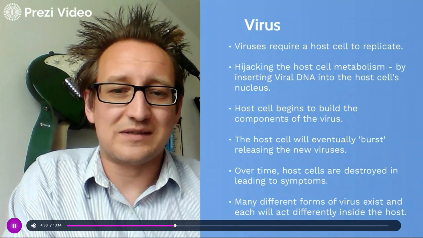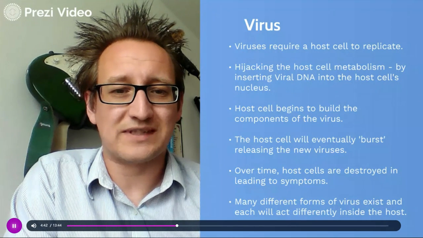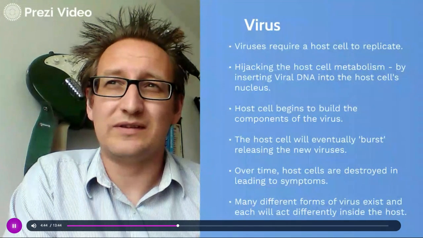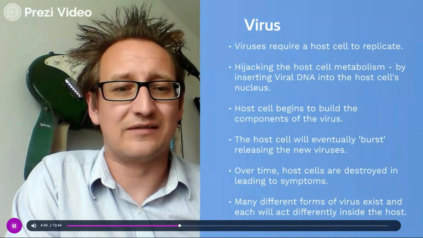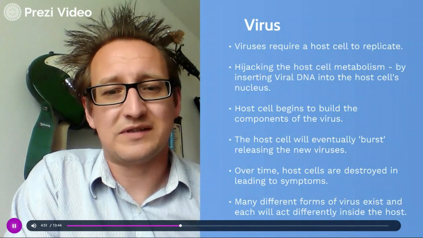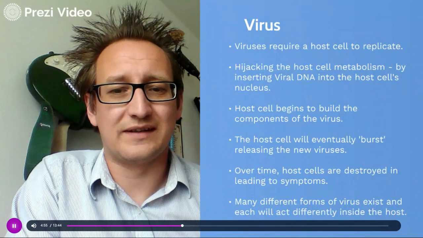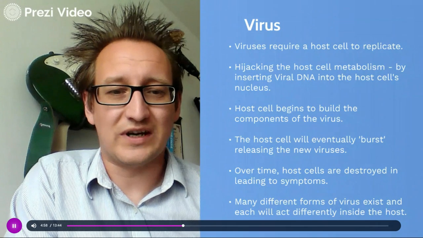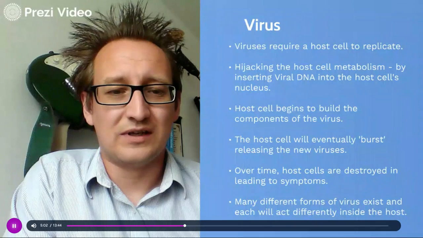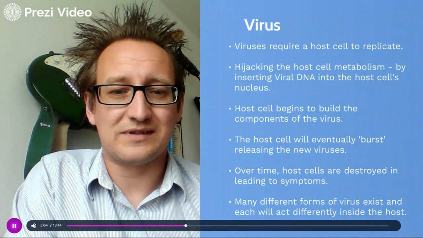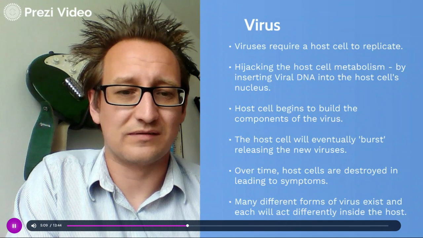In doing so, the host cell begins to build the components of the virus that are then put together by other parts of the cell. Eventually, the host cell will fill up with new viruses, and they will burst. These new viruses will flood out into the tissue, and each viral particle can then infect another cell to hijack it. Over time, this will lead to the destruction of a lot of host cells and tissues and leads to the symptoms that we might associate with the viral infection.